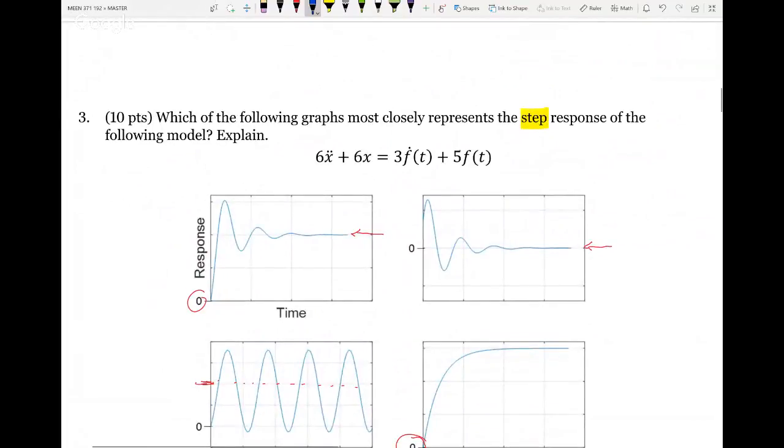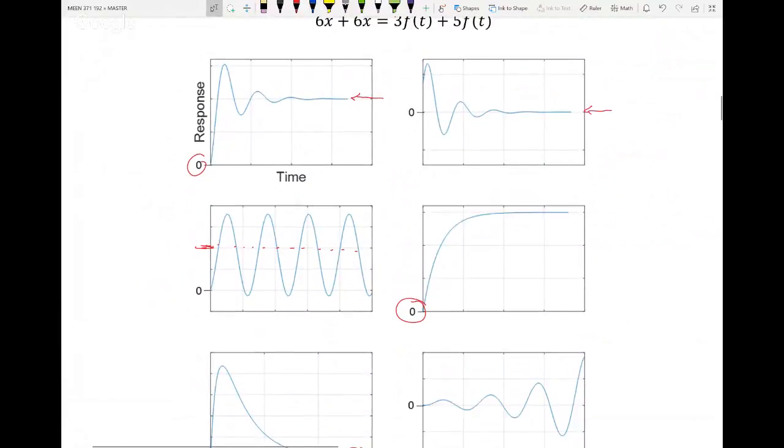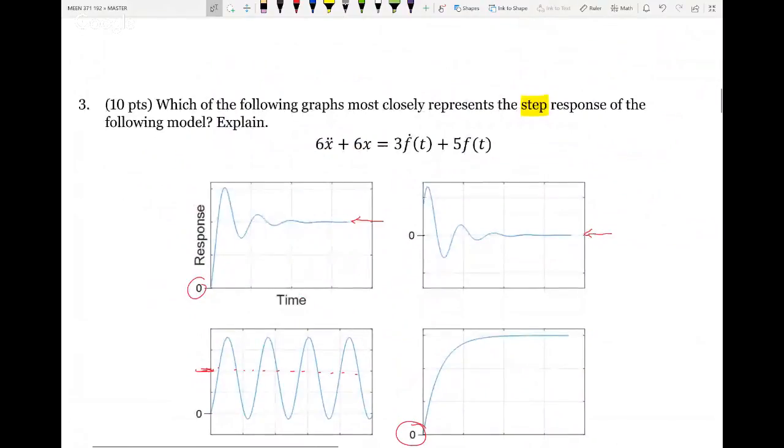Okay, so looking at this equation, in order to identify if it's going to have oscillation or not, if it's going to decay or not, this is information that we can get by solving this equation, but more easily we can get it just by getting our characteristic equation. Okay, so let's start to do this.